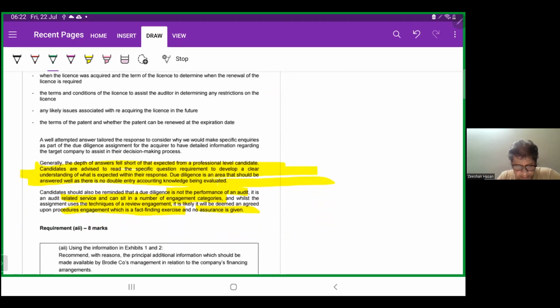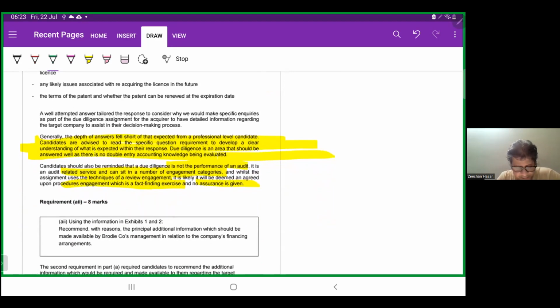Now, generally, the depth of the answer was short of what is expected from a professional level candidate. Candidates are advised to read the specific question requirement to develop a clear understanding of what is expected within their response. Due diligence is an area that should be answered well, and there is no double entry accounting knowledge being evaluated. Candidates should also be reminded that due diligence is not the performance of an audit. It is an audit-related service, which can sit in a number of engagement categories. While the assignment uses the technique of a review engagement, it is likely it will be deemed an agreed-upon procedures engagement, which is a fact-finding exercise, and no assurance is given.